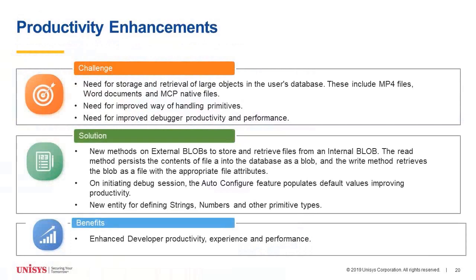The second challenge from a productivity standpoint that we saw was that clients had a need for an improved way of handling primitives. This release supports a new entity for defining strings, numbers, and other primitive types. The primitive class has been deprecated. Automatic conversion from a primitive class to a primitive type happens on the upgrade.